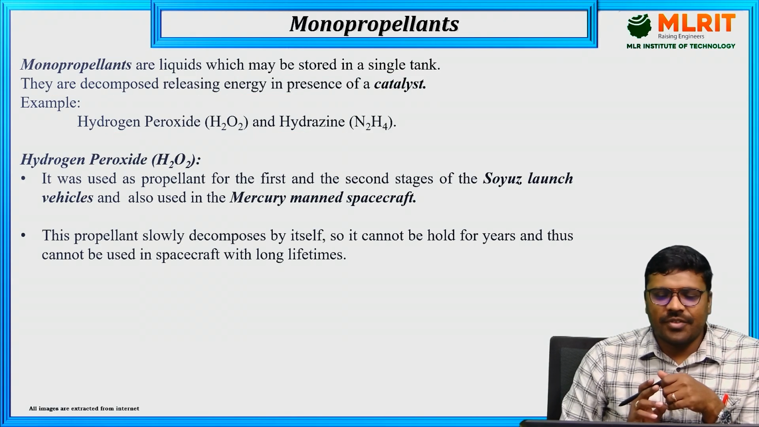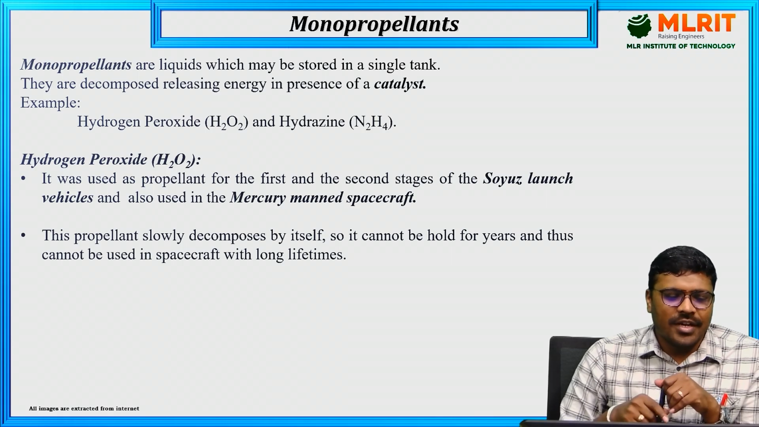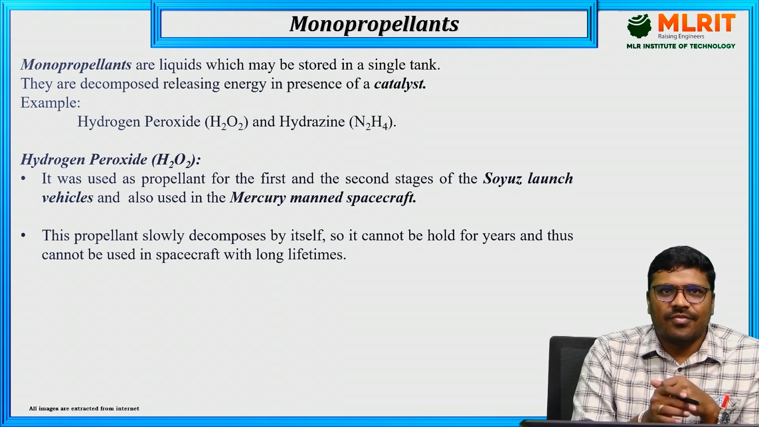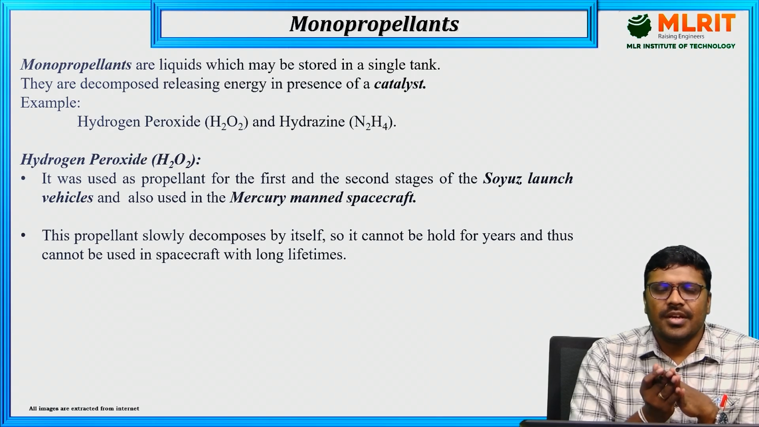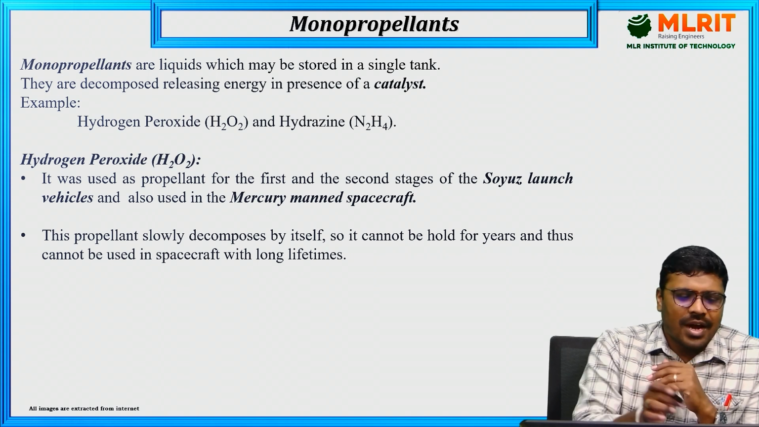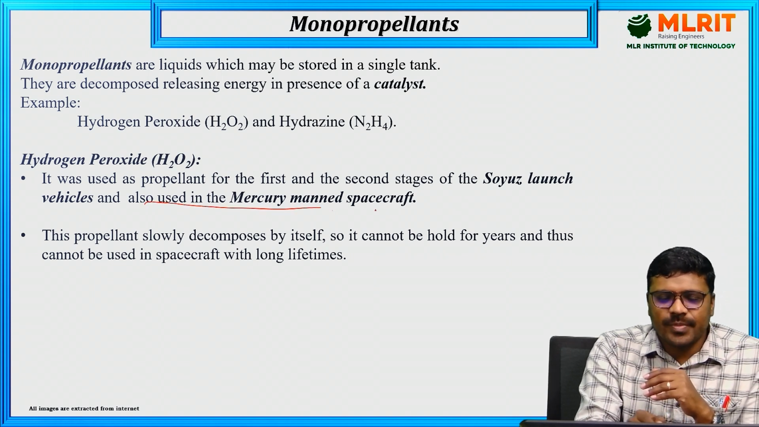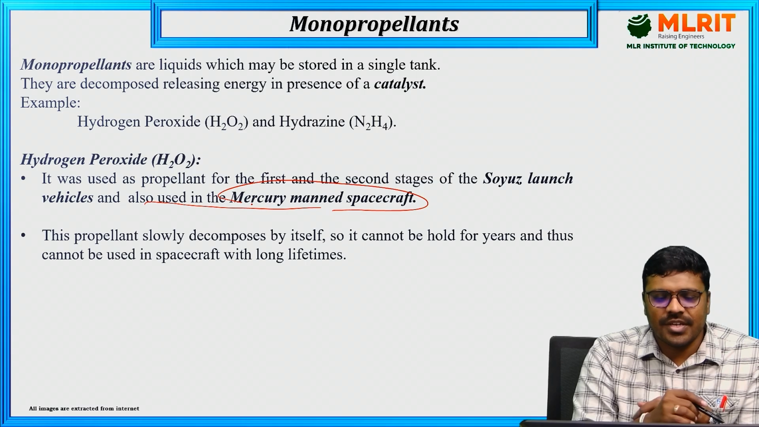Coming to hydrogen peroxide first. It was used as a propellant for the first and second stages of the Soyuz launch vehicle. Hydrogen peroxide was used in the first and second stages, and also in the Mercury manned spacecraft, as a monopropellant.